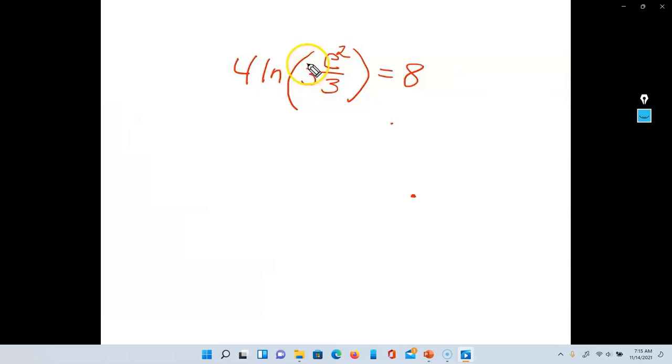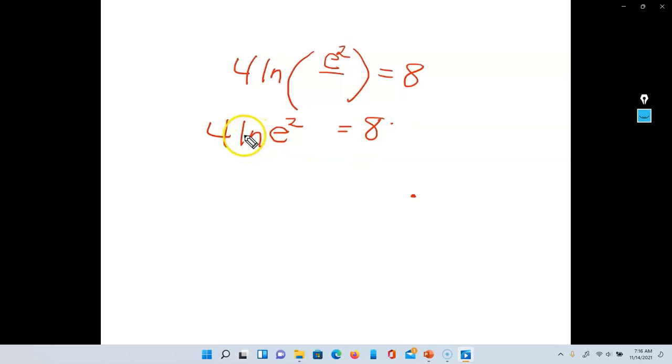So here, the 3's are going to cancel out here. So we'll just erase them. So we now have this. 4 natural log of e to the second equals 8.